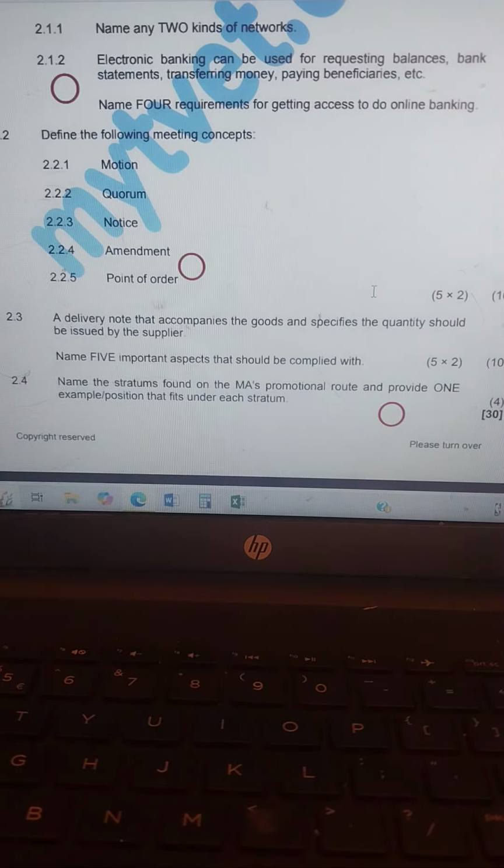Okay. Then define the following meeting concepts. We have motion. A motion is a proposal submitted to a meeting for consideration. Then we have quorum. Quorum, the minimum number of people required to be present for a meeting to be formally constituted. Then the 3rd one, we have notice, is the legal notice to members stating the date, time, and the place where the meeting is going to take place. Number 4, amendment is a proposal containing the addition, omitting, or replacement of certain words and phrases of the original motion. Number 5, point of order is to draw a meeting's attention to a breach or irregularity in proceedings during the meeting. Those are your definitions.